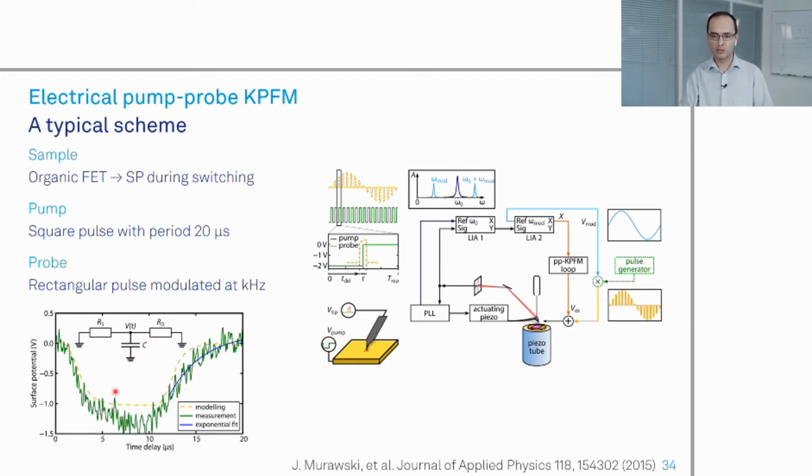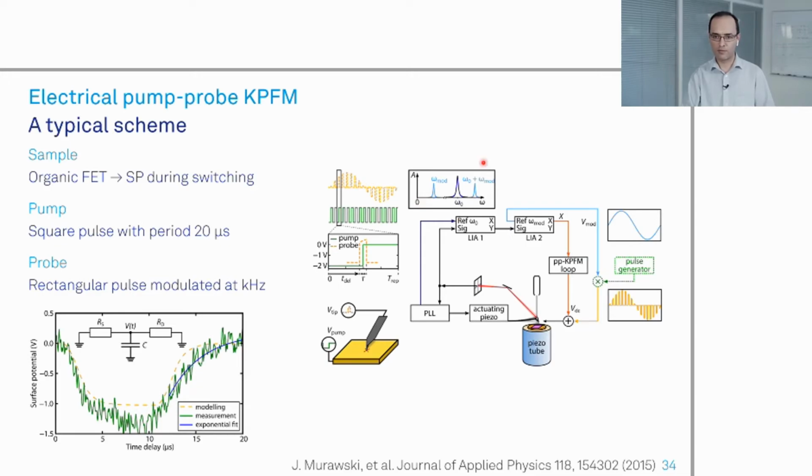But how to do the measurement? Let's look at the setup here. In the middle, you see a KPFM system, a deflection measurement, PLL, lock-in amplifiers, and also a feedback loop to compensate the CPD. But in addition to this KPFM system, you have a pump signal applied to the sample with a square pulse, and also a probe to the tip, which is a short signal with low duty cycle and also modulated to be able to use a lock-in detection.